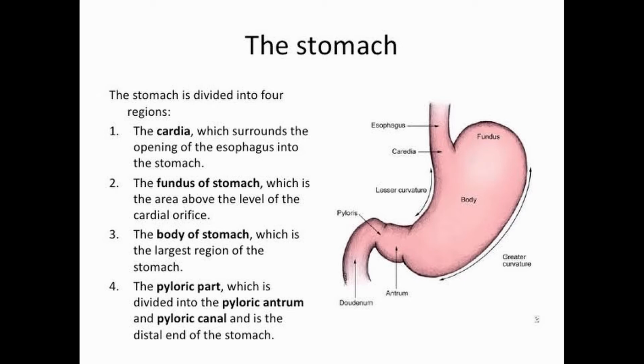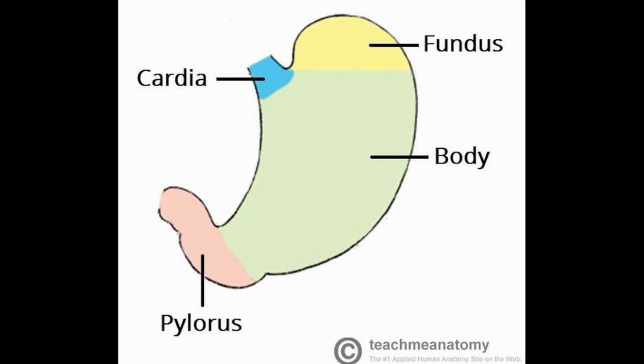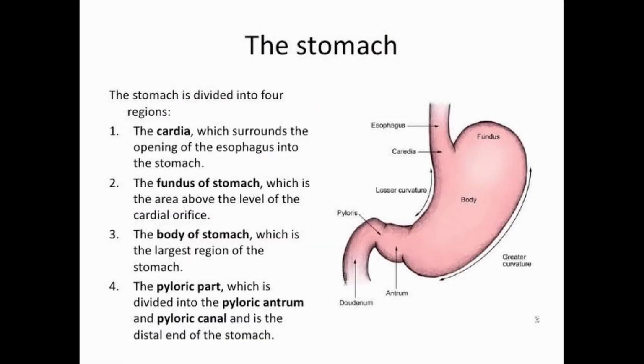Now we discuss the division of the stomach into regions. The stomach is divided into 4 regions: cardia, fundus of the stomach, body of the stomach, and the pyloric part. As you can see on the diagram, this is the section of the stomach on which there is a fundus, body, cardia, and the pylorus. Firstly we talk about the cardia. The cardia surrounds the opening of the esophagus into the stomach. Next there is the fundus of the stomach, which is the area above the level of the cardiac orifice.